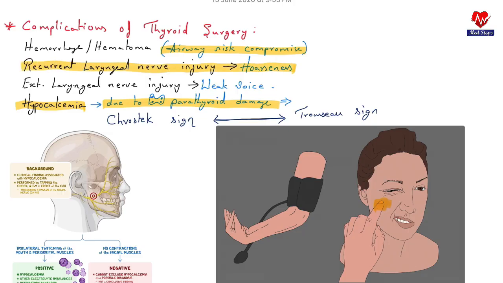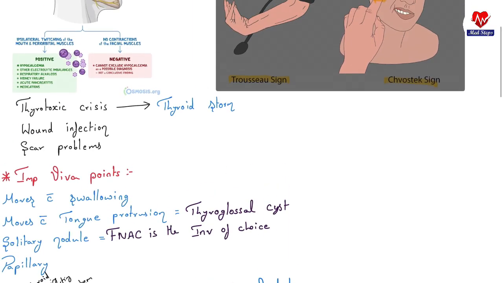Next we can see late complications, like hypothyroidism and permanent hypoparathyroidism. Then thyrotoxic crisis, where the patient will get thyroid storm, and also wound infection and scar problems. In nerve injuries, the clinical signs are: recurrent laryngeal nerve injury gives hoarseness, bilateral recurrent laryngeal nerve injury gives airway obstruction, and external laryngeal nerve injury gives loss of high-pitched voice.